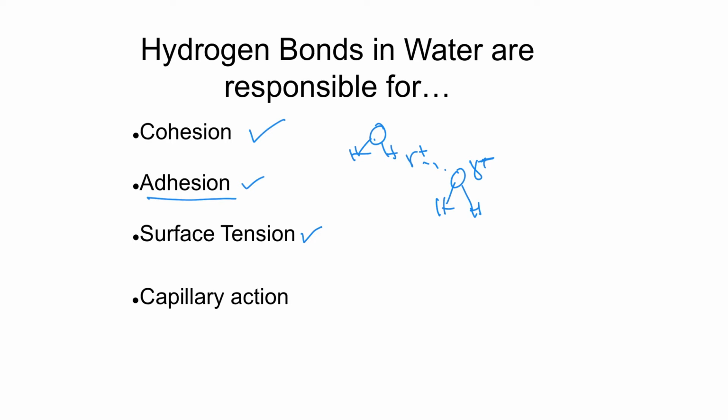Surface tension, I always think of it like this: if this is a body of water, you're looking at it from the side. Surface tension is kind of like a piece of saran wrap over the top. It's actually the water molecules being more attracted to each other on the surface of the water than they are to the air. And so it creates something called surface tension.